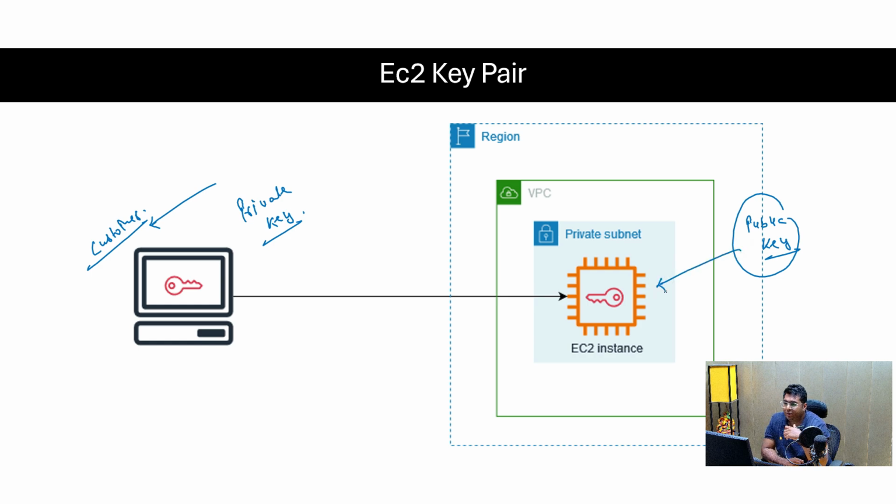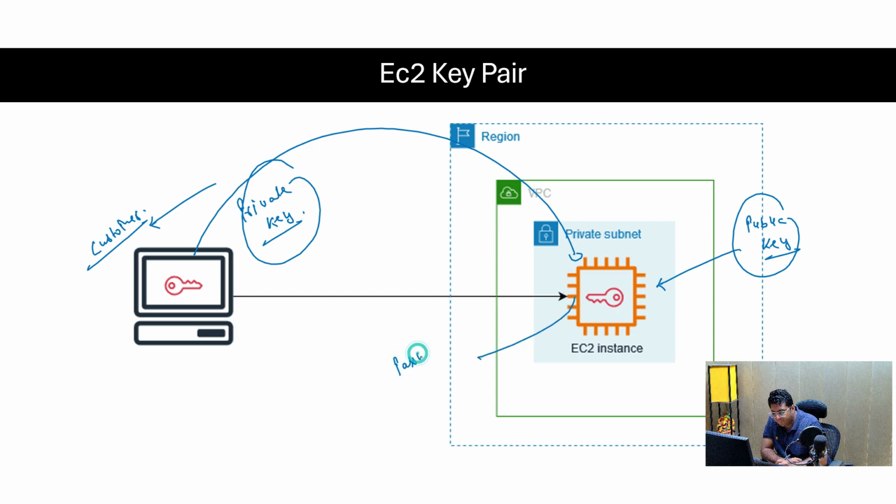Later on, when you say I want to connect with this instance, AWS will ask you to prove your identity, that you are a real customer of this machine. Then you have to pass this private key to this EC2 instance. I will let you know how. Then AWS is going to give you the password. This is the role of EC2 key pair.